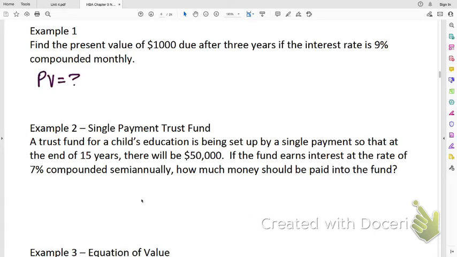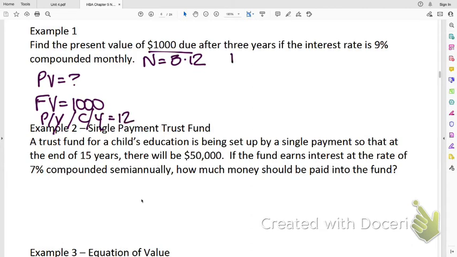That's my question mark. It says $1,000 due. That's your future value. So at the end of this time, you have a future value of $1,000. Interest rate's 9%, compounded monthly. Okay, so what's my N going to be for this one? 12 times 3. My PY and CY are going to be 12. And my I is going to be 9.